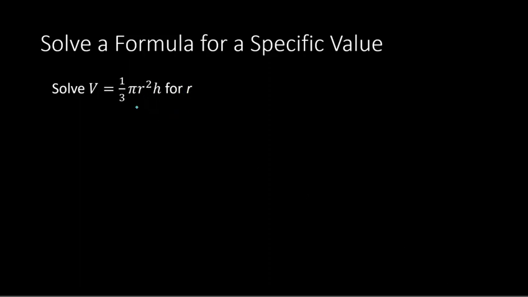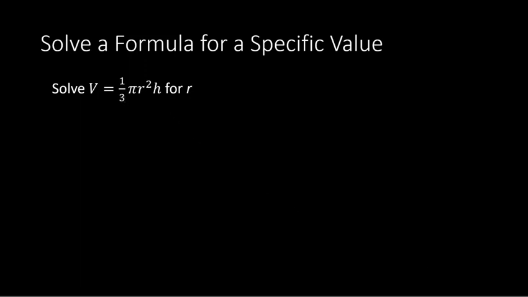What we need to do when we rearrange any formula is work in reverse order of operations. Here, this one's not too bad because everything's being multiplied together. We have 1/3 times pi times radius squared times height. So most of our work is going to be getting rid of the multiplication, which is done by dividing.